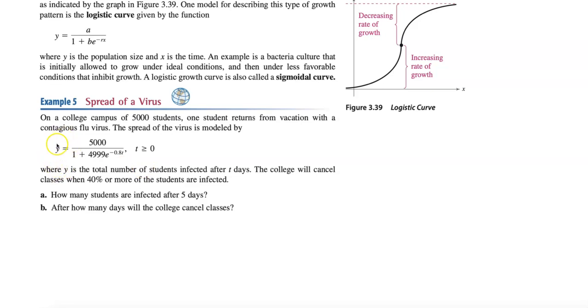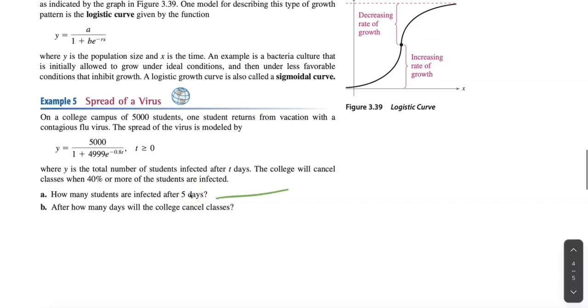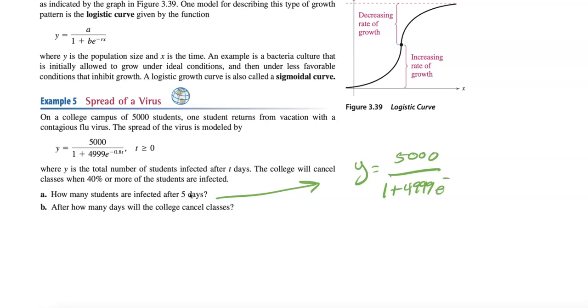Anyway, y is the total number of students infected after t days. So this is the number of students infected. T is the number of days. The college will cancel classes when 40% or more of the students are infected. So first question, how many students are infected after 5 days? So that's just substituting in 5 for t. And we'll put that in. And that's how we get roughly about 54 students. So after 5 days, we get about 54 students.